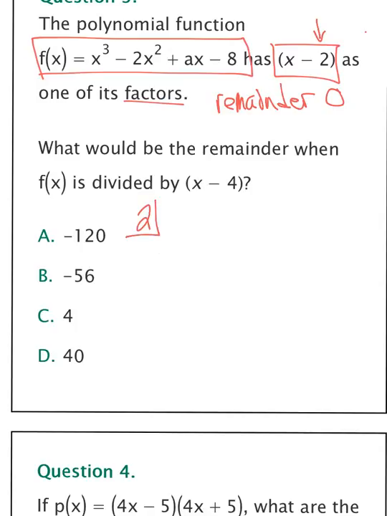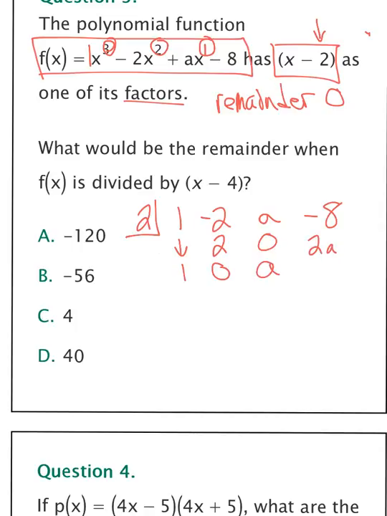And now I'm just going to go through and write my coefficients here. So I got 1, -2, a, and -8. I don't need any placeholders because my exponents go from 3, 2, 1, and then 0. So let's do synthetic division. Down 1. 1 times 2 gives me 2. 2 plus -2 gives me 0. 0 times what's in my half box, which is 2, gives me 0. 0 plus a gives me a. 2 times a gives me 2a.